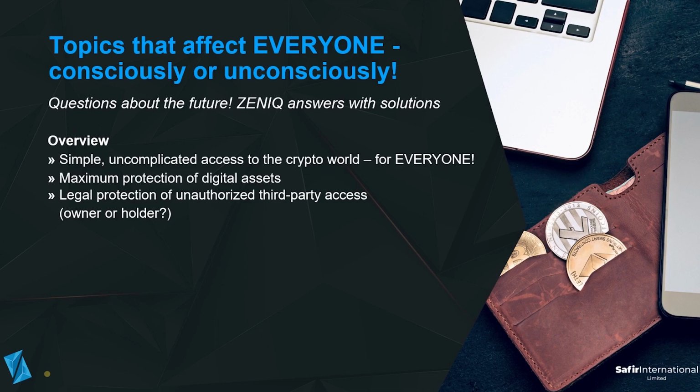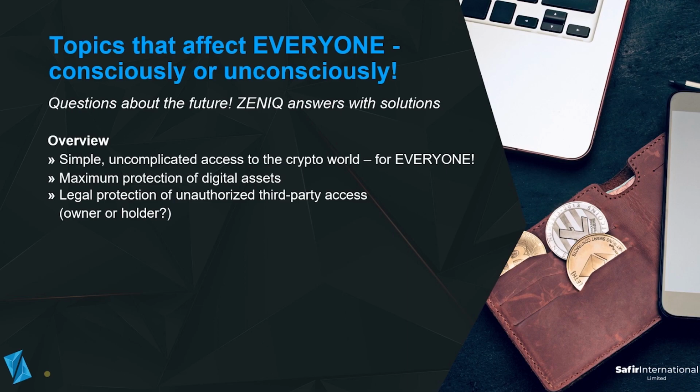If you're, for example, talking about banks, if you put money in a bank, the bank is the legitimate owner of your money and you are just the holder. So with the Zeniq Hub, with this new device, you are owner and holder at the same time, meaning that there's no unauthorized third-party access possible.